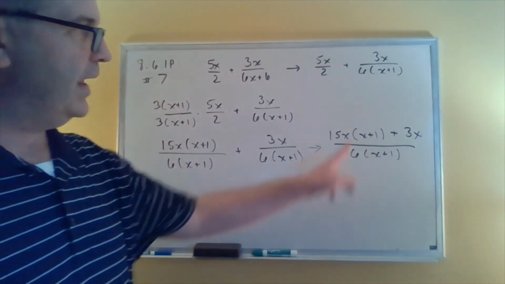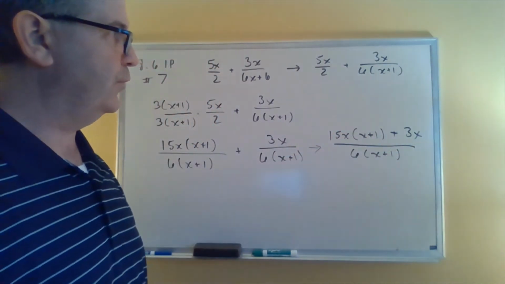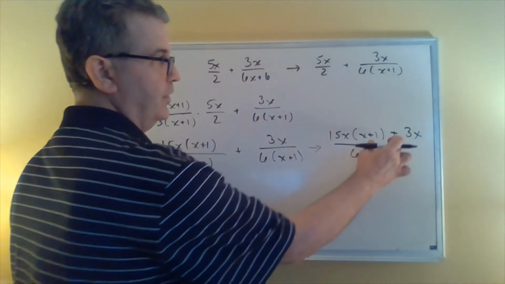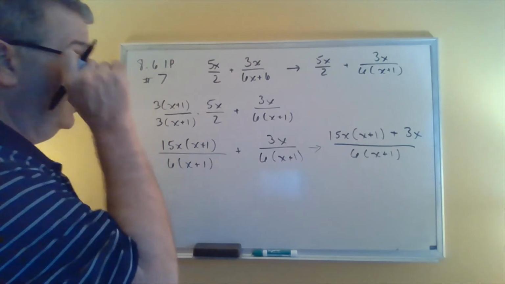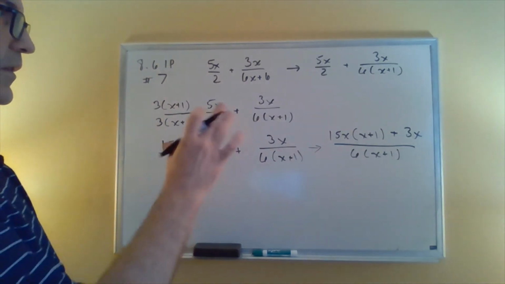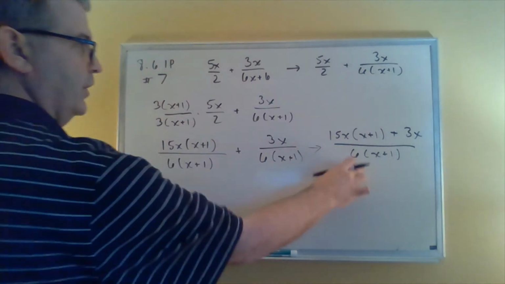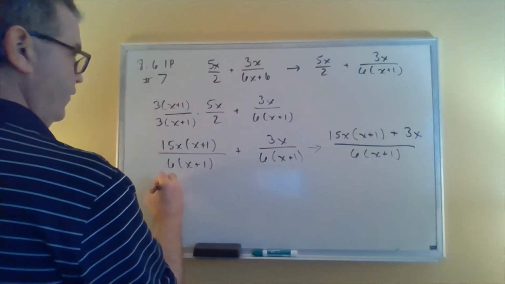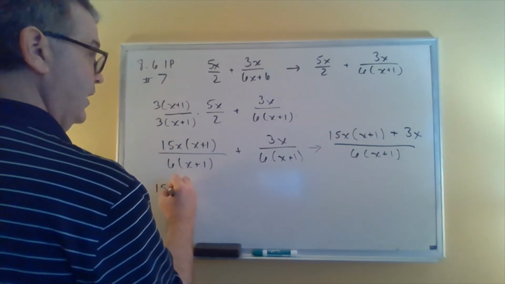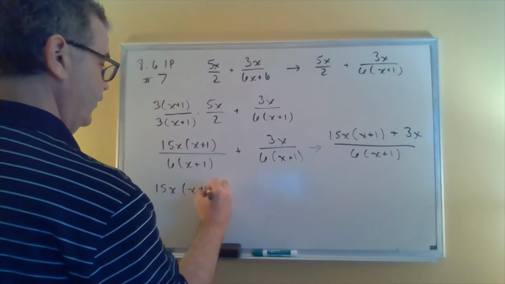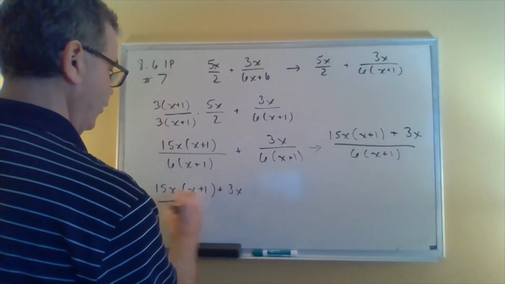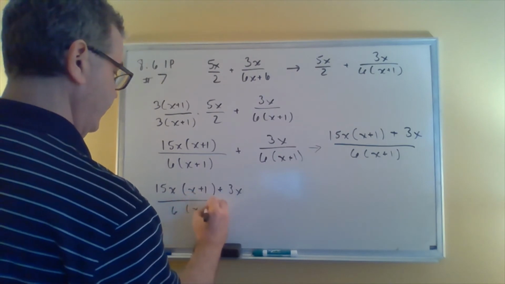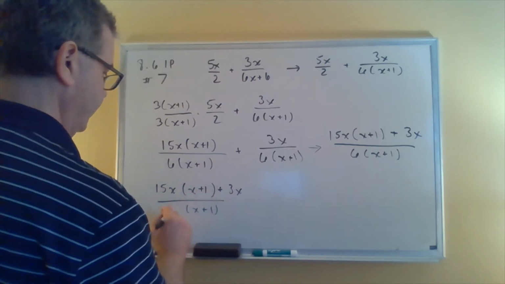Don't make the mistake of canceling out those x plus 1s. You can't do that yet because you have an addition problem here. If they were all multiplication, that'd be fine. But when you've got that addition in there, you can't do that. So I'm going to carry that down over here. I'm going to have 15x times x plus 1 plus 3x, and that's all over 6 times x plus 1. I just rewrote it down here.